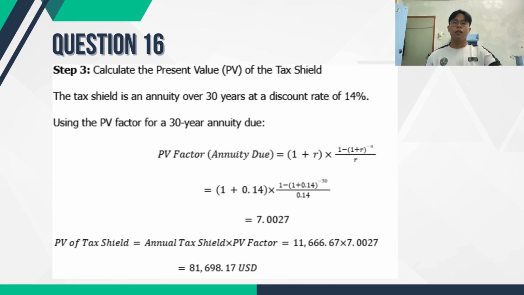Then the present value of the tax shield is the annual tax shield multiplied by the present value factor. The annual tax shield is $11,666.67 multiplied by 7.0027. It would equal $81,698.17 USD.